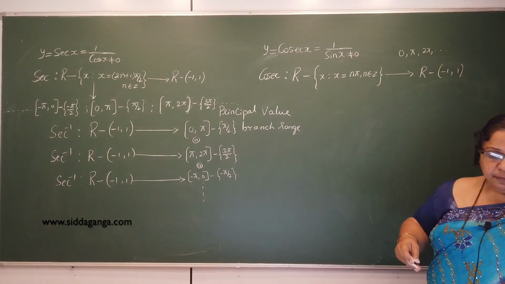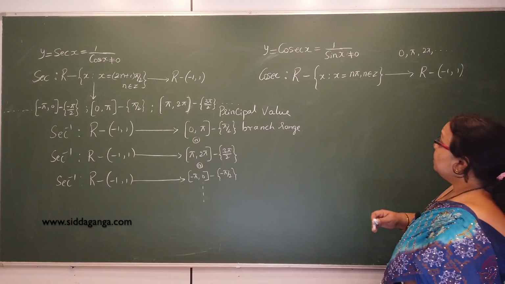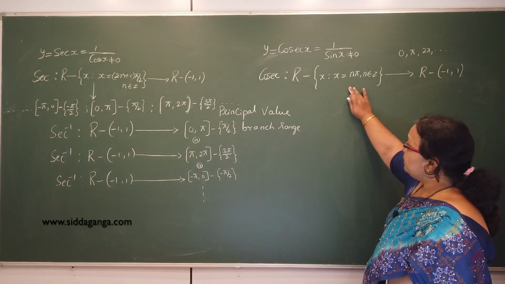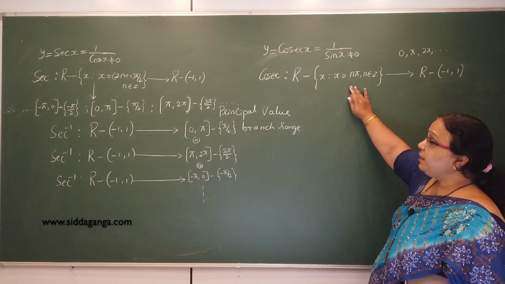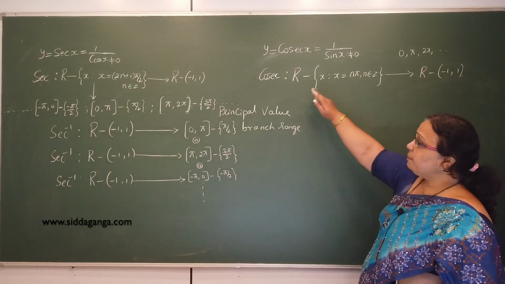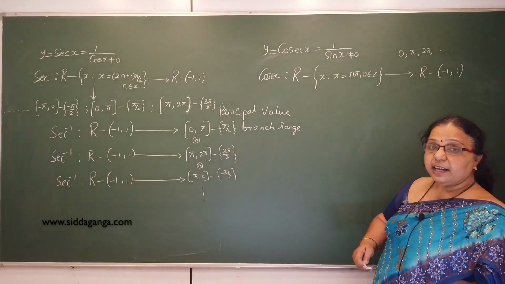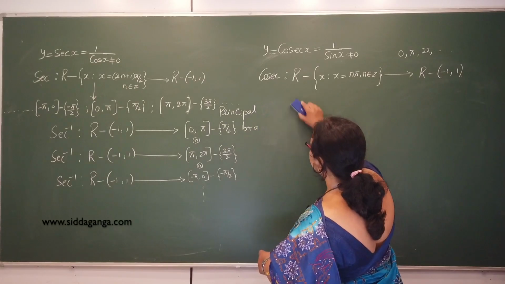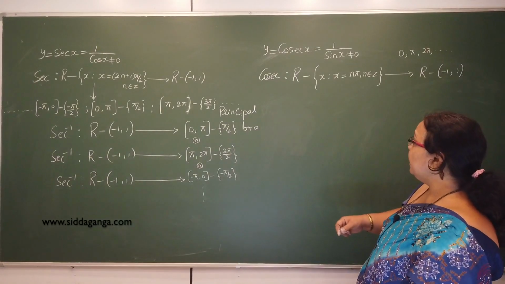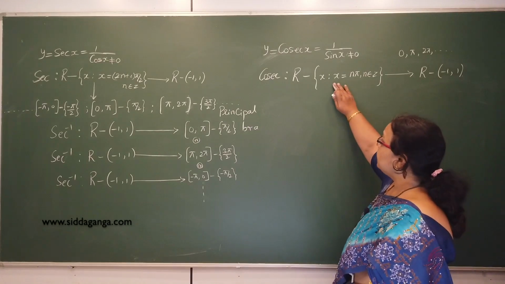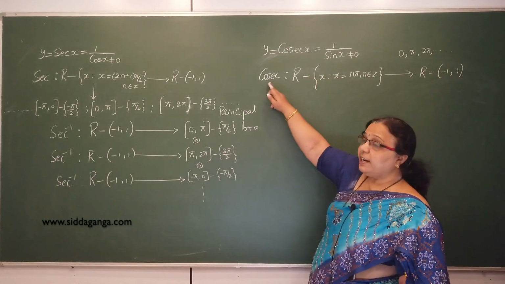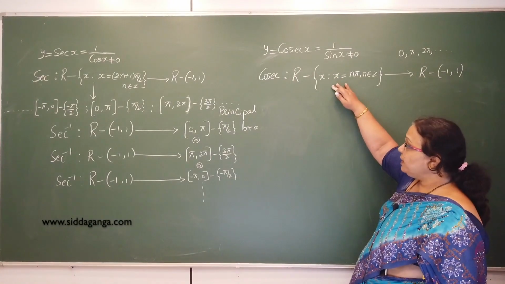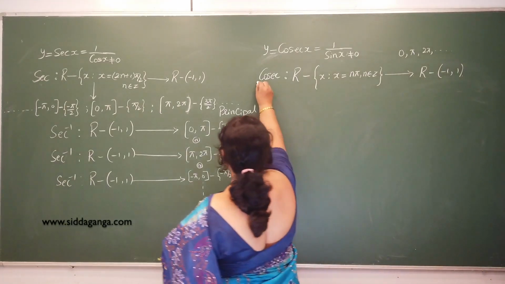So now, if we consider the actual domain of the cosecant function, it doesn't become a bijective function, and hence we have to restrict its domain to intervals. So if we consider the entire domain of the cosecant x function, it will not be a bijective function, and that is why we have to restrict its domain.